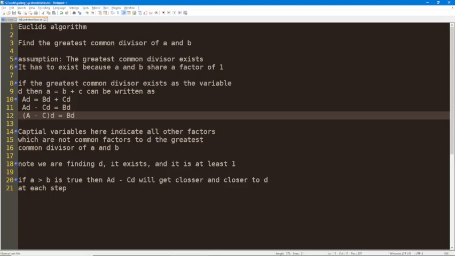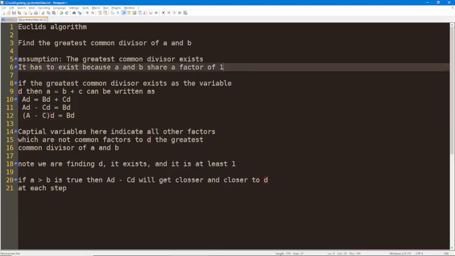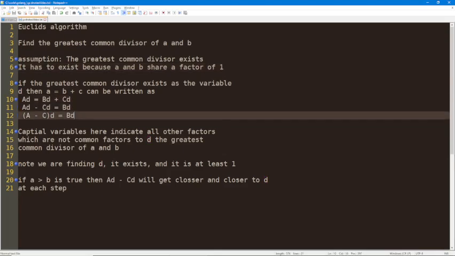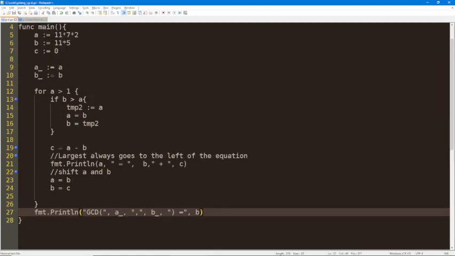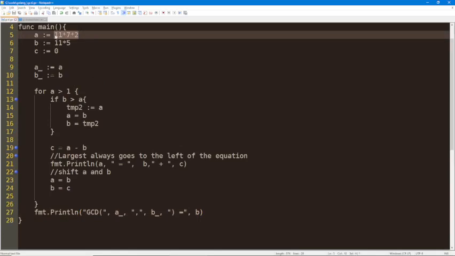Basically, the greatest common divisor ends up being d, and it has to exist because there has to be a factor of at least 1 at each step of the Euclidean algorithm. So this basically works by the distributive property along each step. That's how I think programmers would like to view this, as just descending down into the greatest common divisor. So let's watch this code run again.